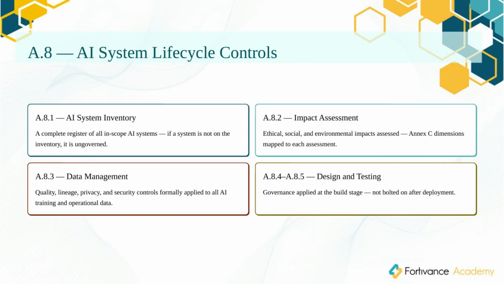A.8.4 covers AI system design and development: governance checkpoints and documentation requirements during the build phase. A.8.5 covers validation and testing: bias testing, robustness testing, security testing, and performance validation with documented results. The implementation evidence for A.8.4 and A.8.5 is the design documentation for each AI system. The requirements document, the ethical review record, the testing plan, the test results, and the deployment decision record that shows what was tested, what was found, what decisions were made, and who approved deployment.